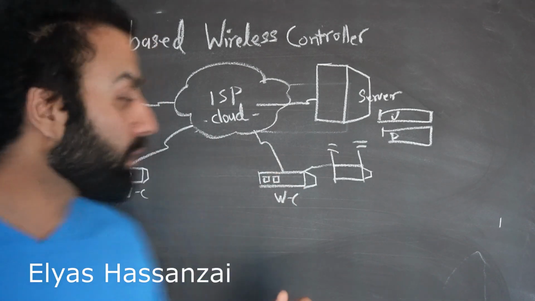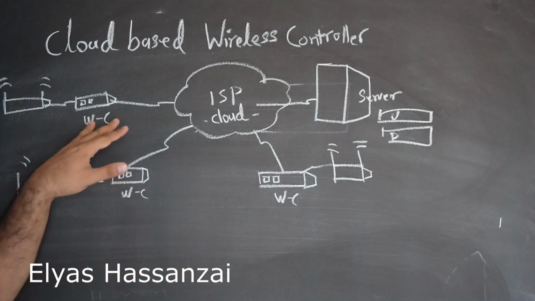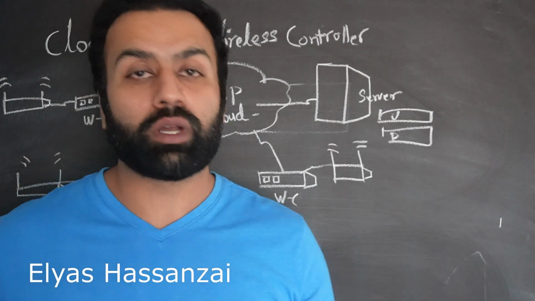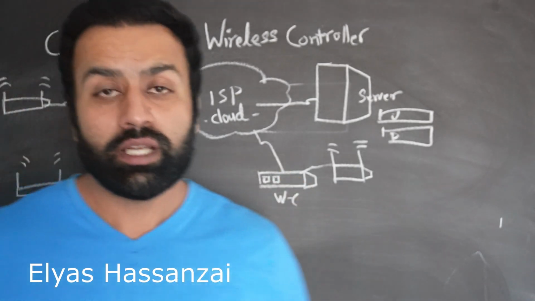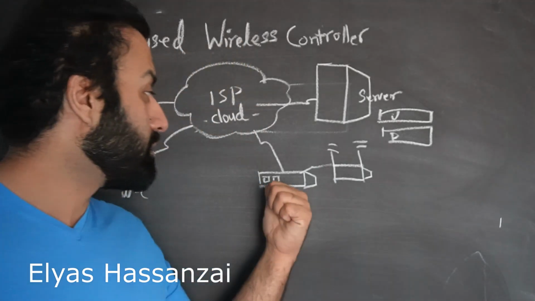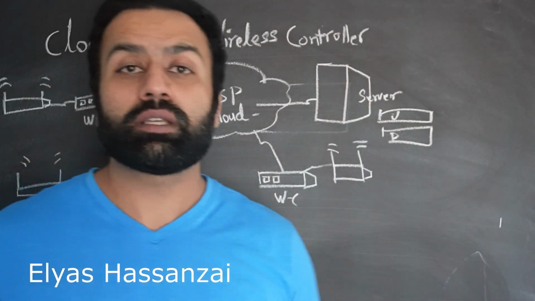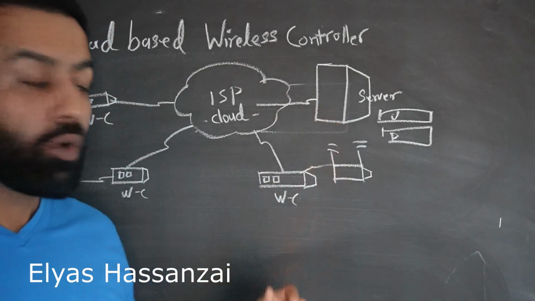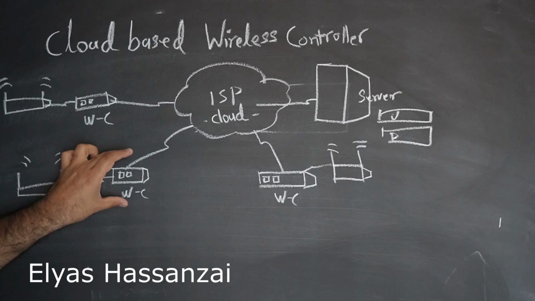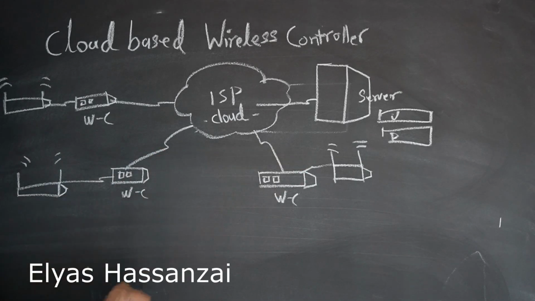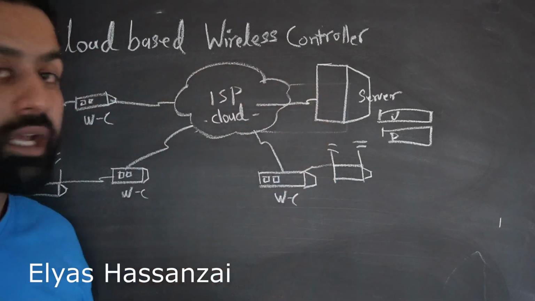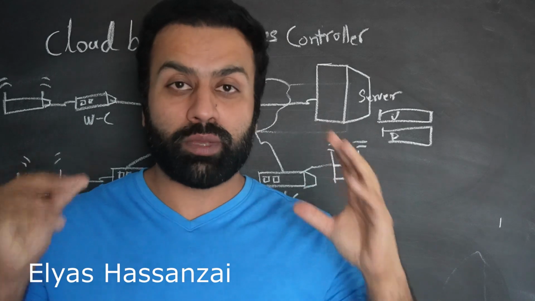So each device, we can say, is a wireless controller. This one is also a wireless controller, and this is also a wireless controller. Once you log into the wireless controller, you probably need to type in the serial number or the model number of this access point. It automatically connects with the server on the cloud. Let's say this one is in the United States, this one is in Afghanistan, and this one is in India. Once you introduce each one to the server, now you have one cloud-based controller.